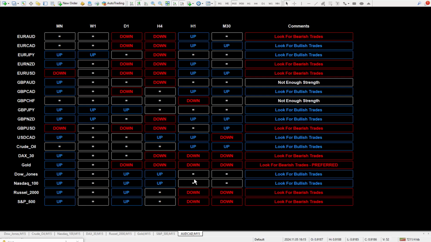Now here's my daily trade plan. It's running in real time. It's checking time frames from the monthly right down to the 30 minutes. And then after it does some calculations within the comments here, it'll either say look for bearish trades or bullish trades, and some will be preferred and some are just kind of running flat. You have to wait for a direction.